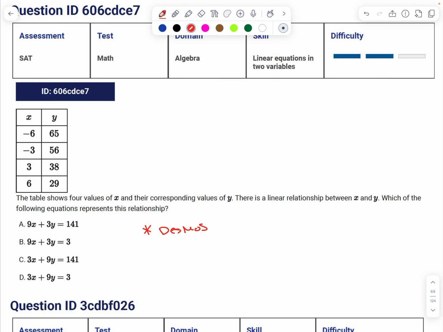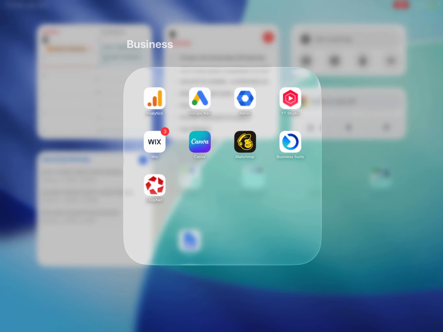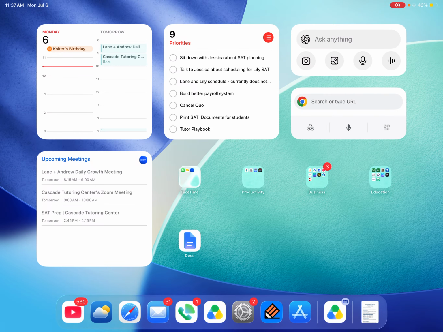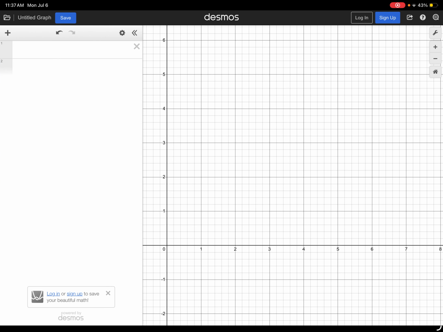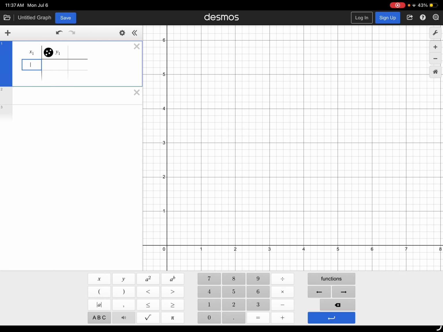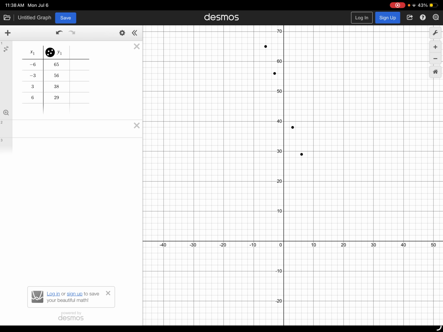Okay, so you come to this problem. You're going to open your Desmos app. And what we're going to do is create a table. So in the top left-hand corner, we're going to click table, and then we're going to put in the values. So we have -6, -3, 3, and 6. And then we have 65, 56, 38, 29. Okay, so there are all of our points here.